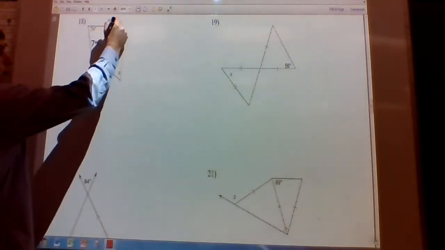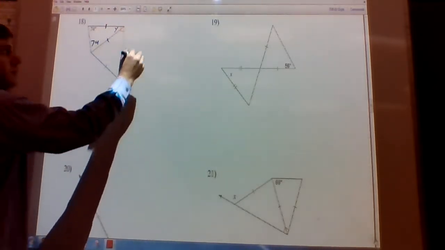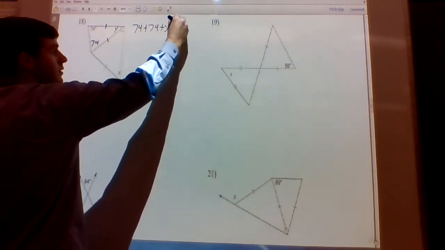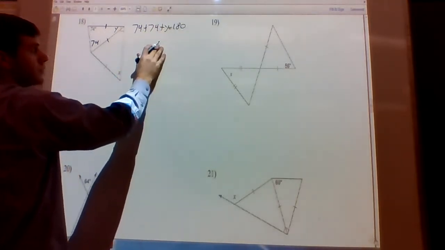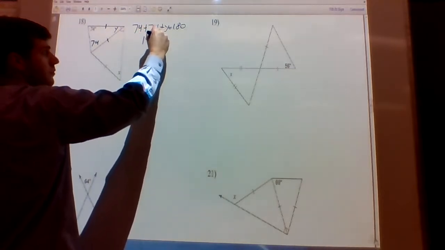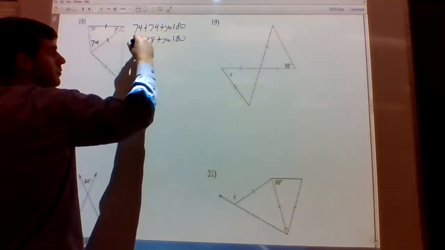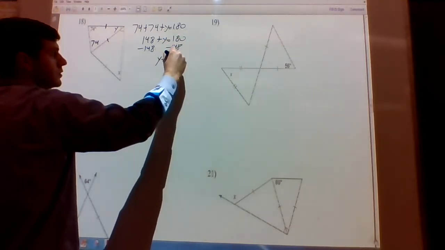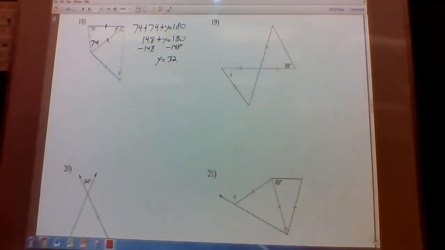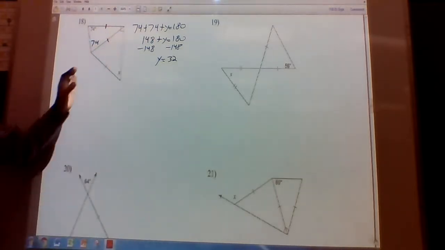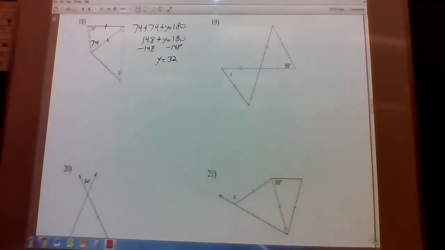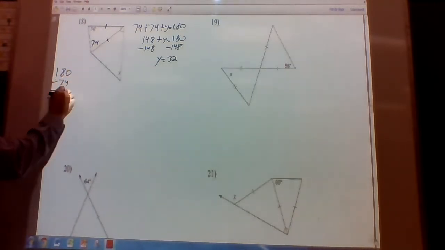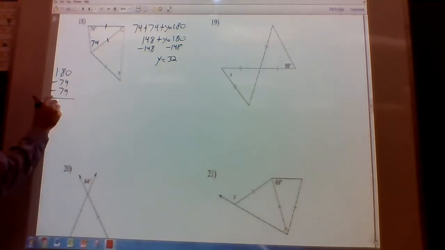If we were to call this y, we would have 74 plus 74 plus y equals 180. 74 and 74 is going to give us 148, plus y is 180. Minus 148 from both sides. Y is going to be 32. If putting in the variable is confusing to you, and you want to think of it better as 180 minus 74 minus 74, that's fine. You're still going to get 32.